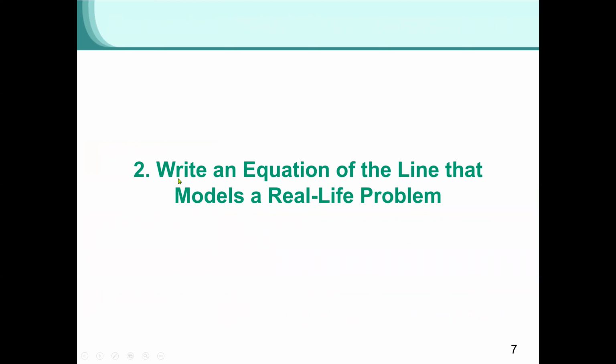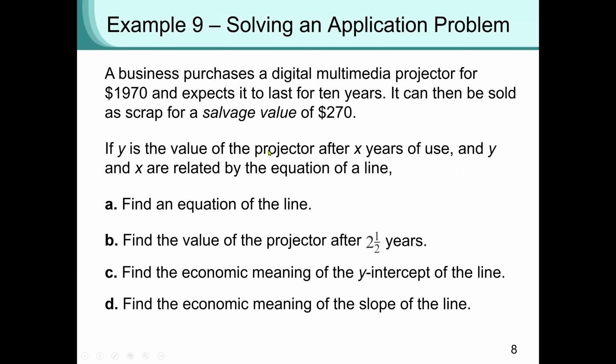Now let's go to the second example. Write an equation of a line that models a real life problem. In this case, this question is based on a business application. Here we say a business purchases a digital multimedia projector for $1,970, and it's expected to last for 10 years. It can be sold as scrap for the salvage value of $270. So this means we buy a projector for $1,970. In 10 years' time, we can sell it for $270.